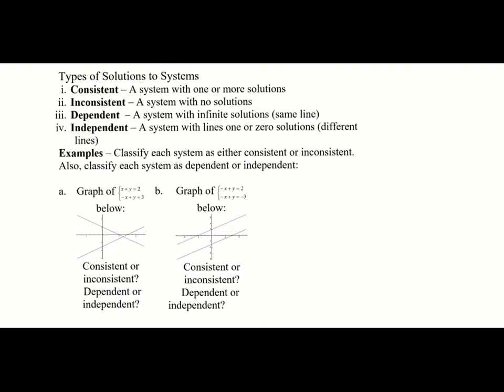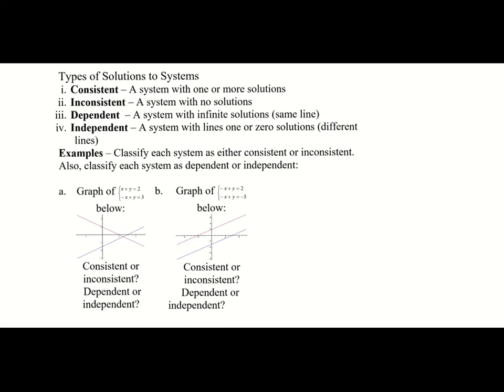All right, and the last thing we're going to talk about are just the types of solutions to a system. So we are going to talk about if this system is consistent or inconsistent. If it is consistent, it means that it has one or more solutions. So it could be one solution like we saw in graph A, or more solutions like we saw in graph C, where every spot on that line was a solution because they were the same equation. Inconsistent is a system with no solutions.